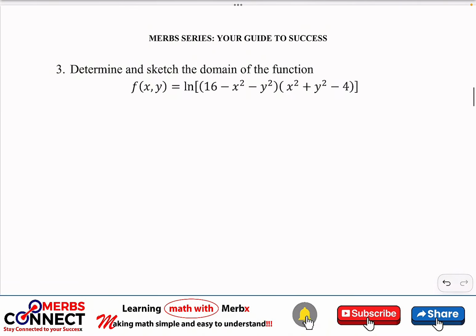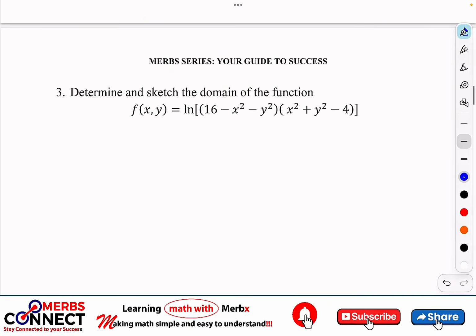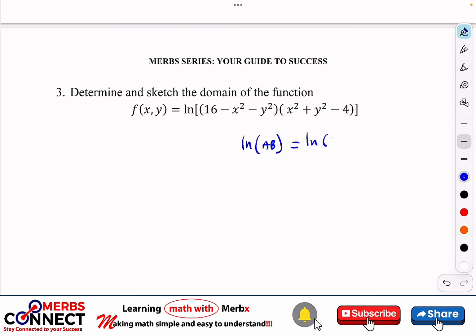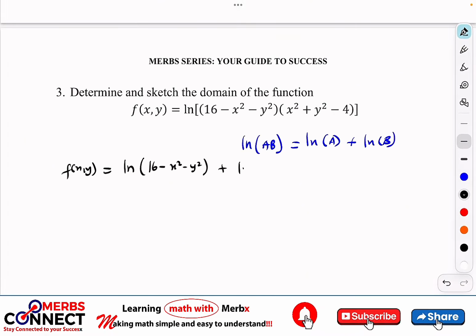Let's look at question 3. Oh, nice. Now, question 3, we have the natural log function. But let me do something to simplify this. We know that the natural log of a times b, because this is in the square brackets, we can write as the natural log of a plus the natural log of b. So I can write f of x, y as the natural log of 16 minus x squared minus y squared plus the natural log of x squared plus y squared minus 4.